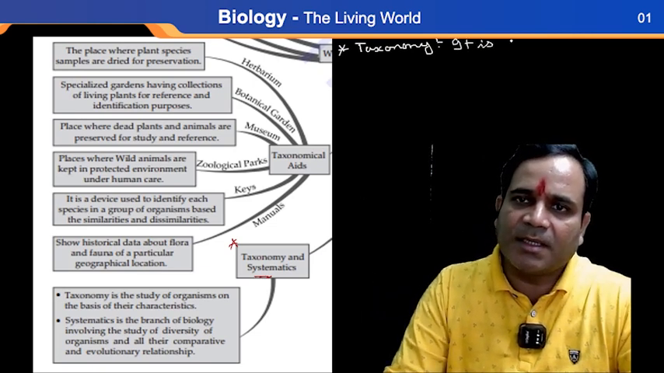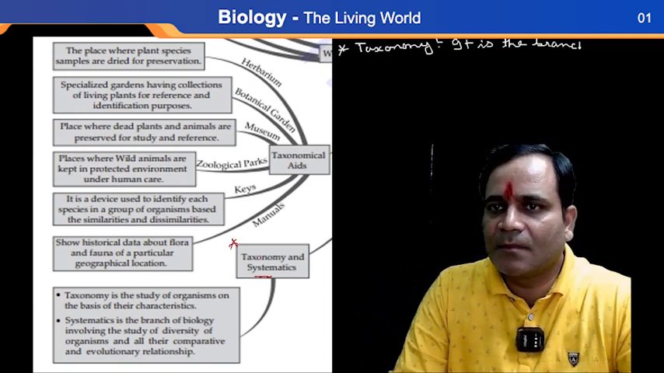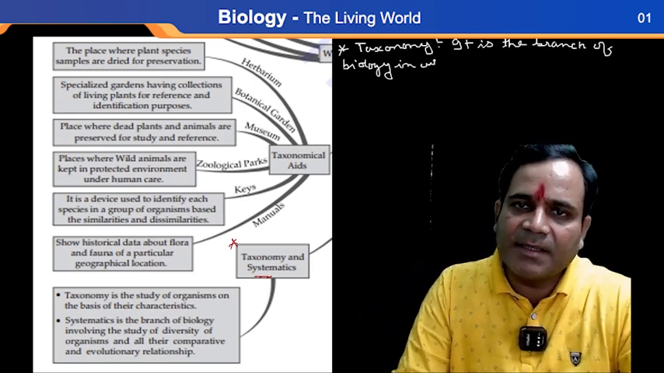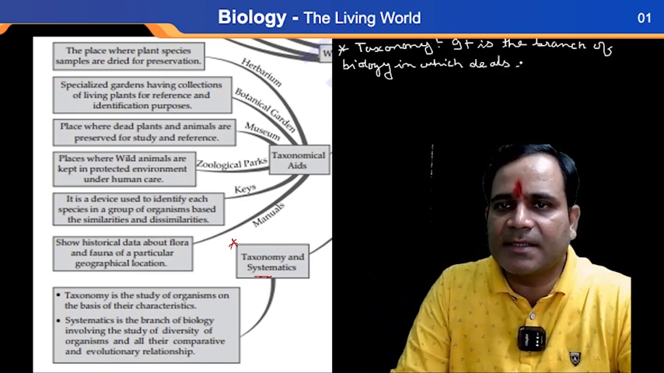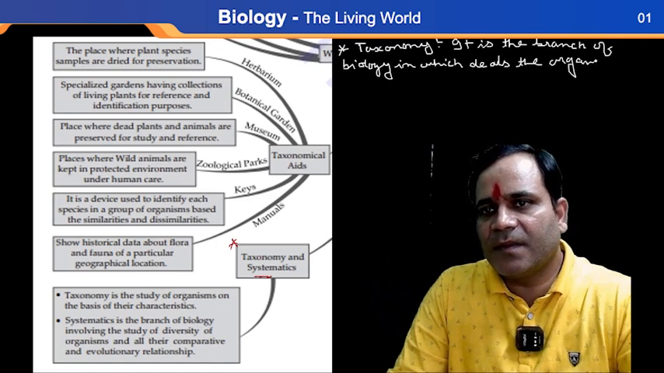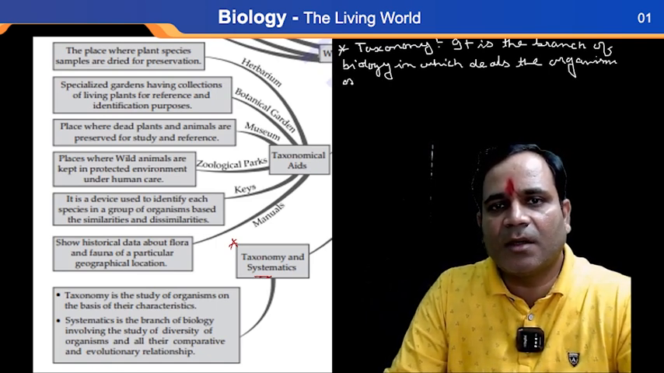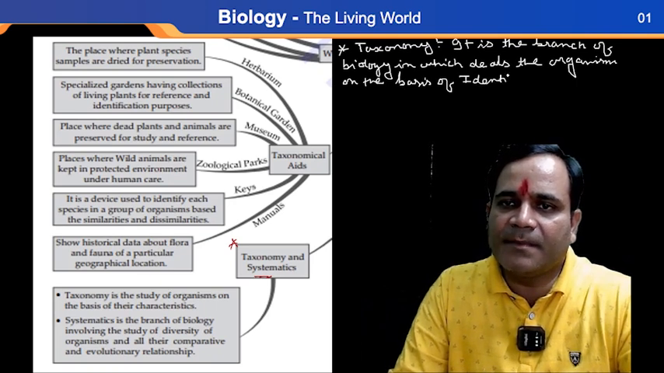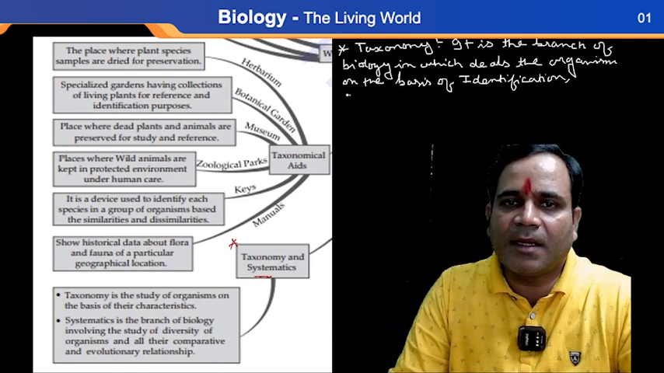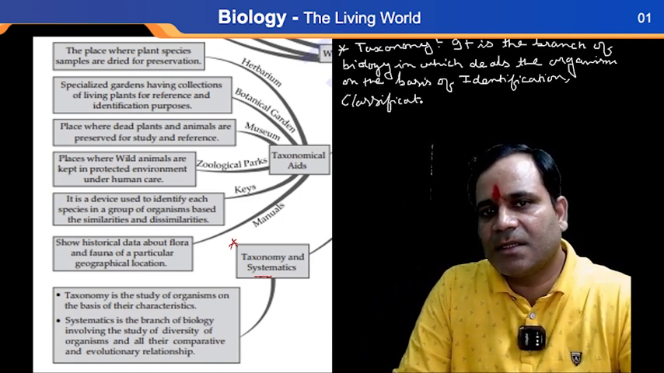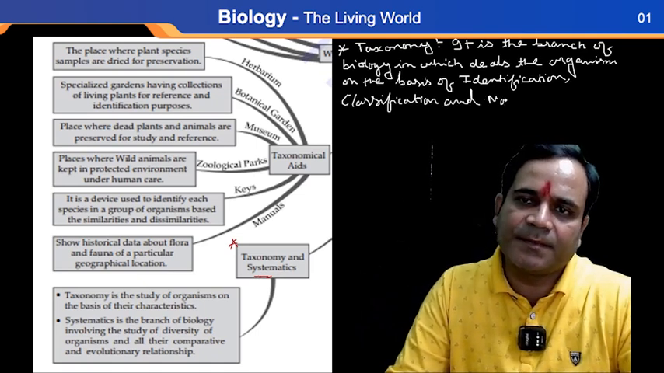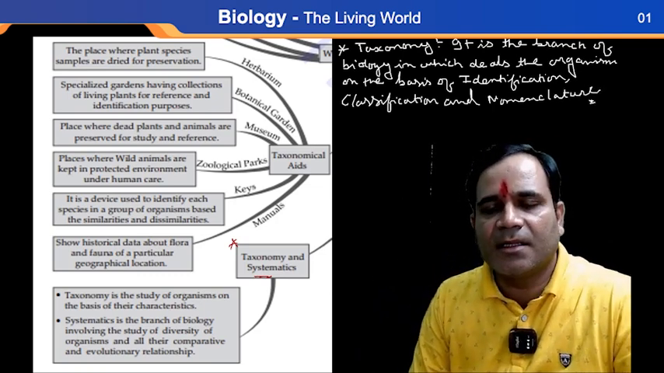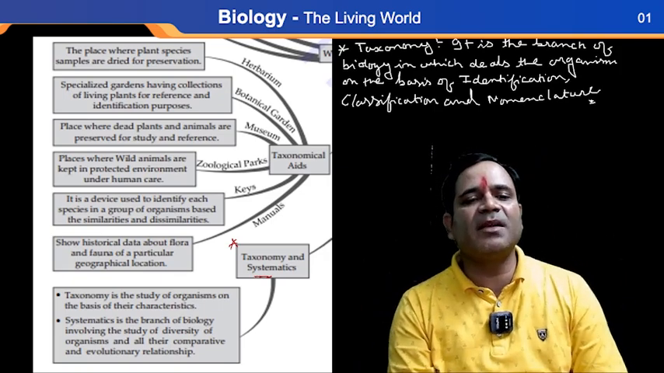Taxonomy is the branch of biology in which we deal with the organisms on the basis of three things: identification, classification, and nomenclature. Why do we do this? Because we have to study the organisms in a systematic manner. So there must be a need of taxonomy.